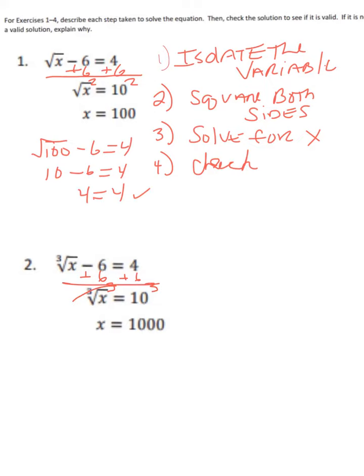Once again, check your answer. If I do the cube root of 1,000, I get 10. 10 minus 6 does equal 4, so I'm not going to bother with that. But you get the idea. That's all we're doing on that. We're going to get a little harder, so let's move on.